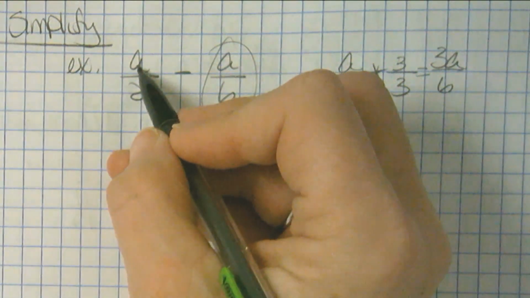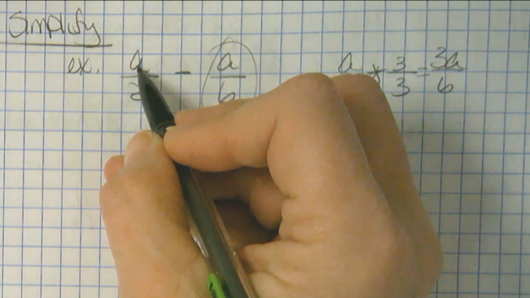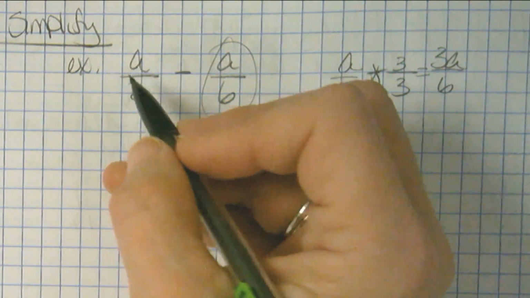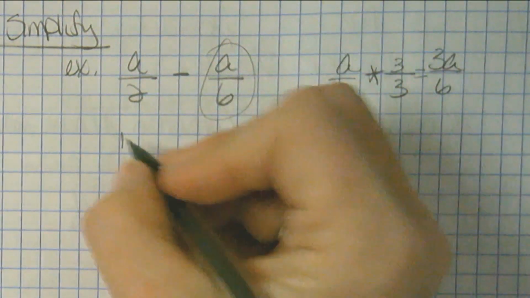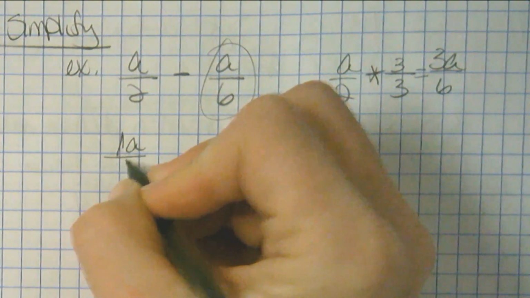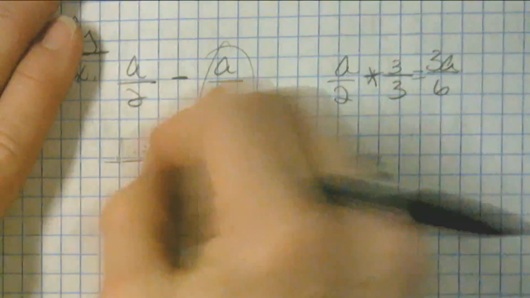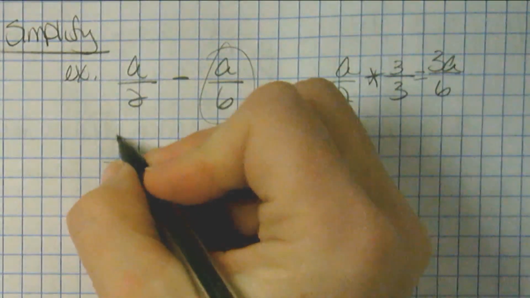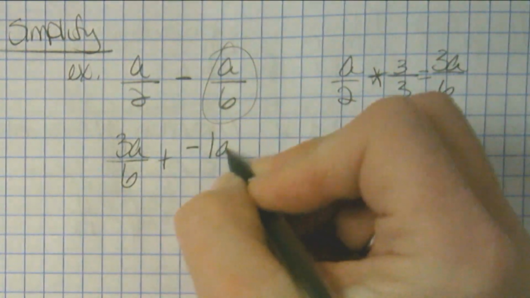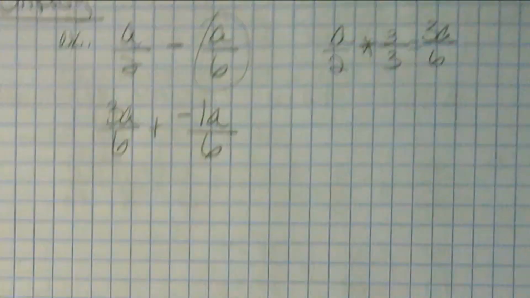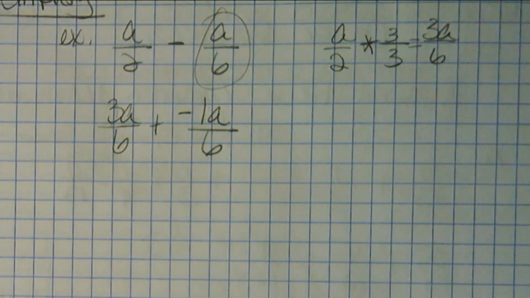What's my coefficient of a, Alex? 1. So this is a 1a. If you don't want to put the 1 there, you don't have to. But I'm still seeing people not understanding that. So this is 3a over 6 plus a negative 1a over 6. Again, you don't necessarily have to have the negative 1a or just the 1. That's up to you, but you do have to recognize that's what that is.